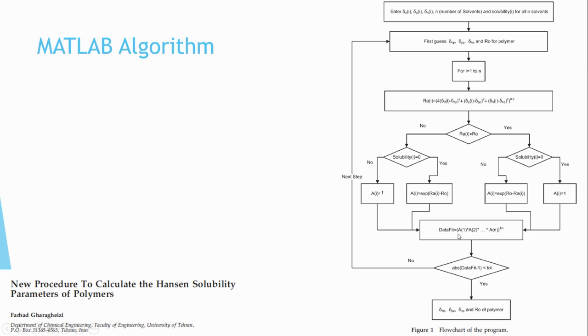At the end, a data fit value is calculated, which is the product of all penalty values to the power of 1 divided by the number of solvents. If no penalties are taken, then a data fit of 1 is outputted.